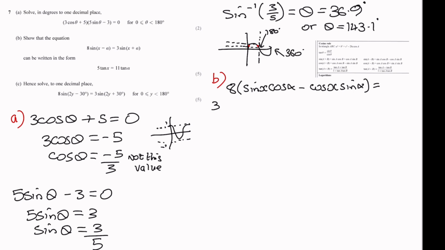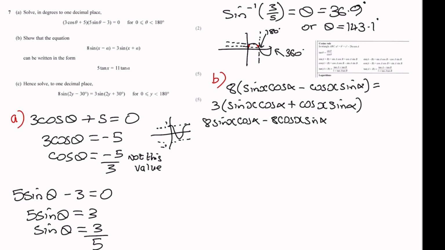So sine of x plus alpha, or a plus b, we're going to have to use this one here. So 3, open bracket, sine x cos alpha plus cos x sine alpha, and close bracket. Now let's simplify. So we're going to get 8 sine x cos alpha minus 8 cos x sine alpha is equal to 3 sine x cos alpha plus 3 cos x sine alpha.